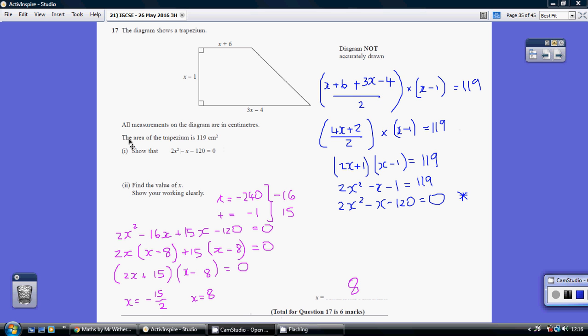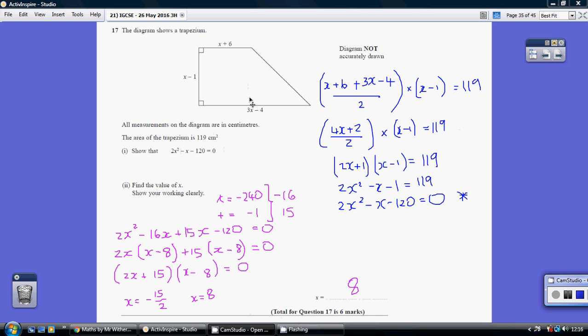Now we're told that the area of the trapezium is this, so we're going to use this information to try and show this. So what do we know about a trapezium area? How do you work out the area of the trapezium? It's the average of the parallel two sides multiplied by the perpendicular height. So it's the average of these two multiplied by x minus 1.